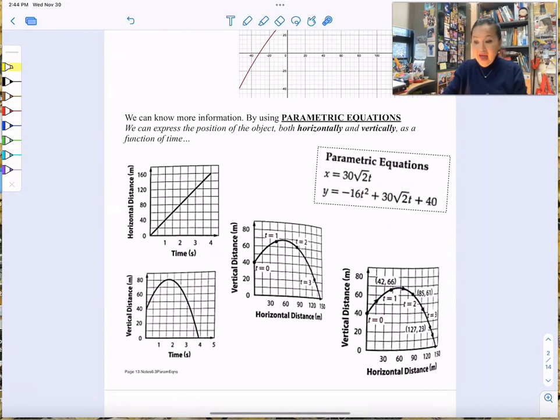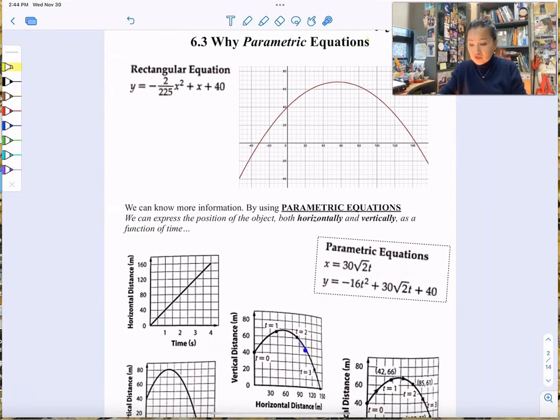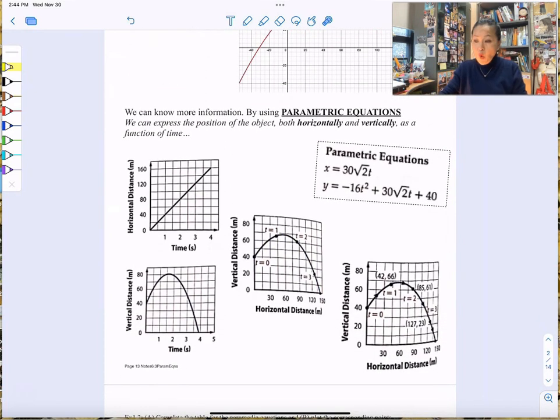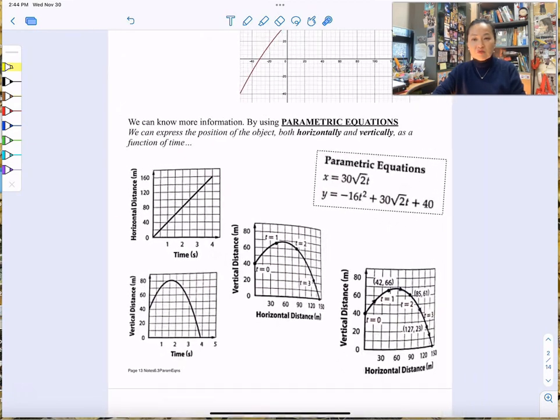But what I'm used to doing is just the horizontal versus the vertical. But when I put the horizontal and vertical with parametric, the time together, then I get this beautiful thing, which is like orientation and time. Tells me which path that it's following. That's the power of parametric equations.